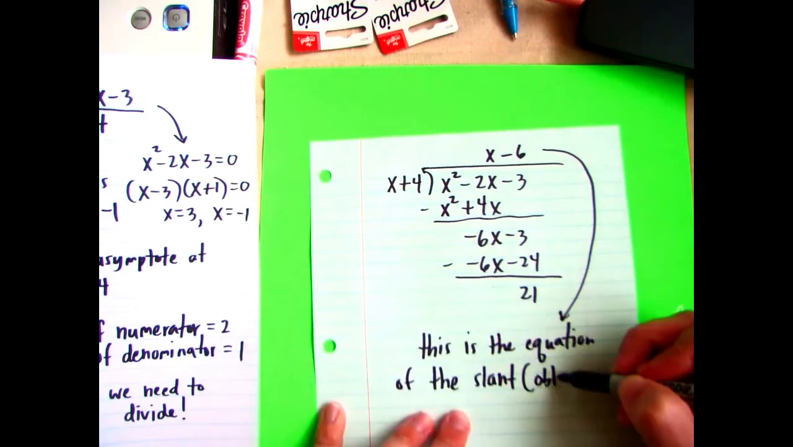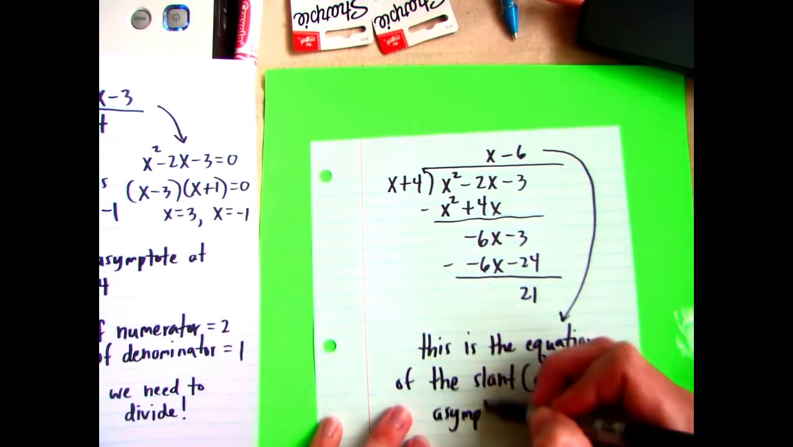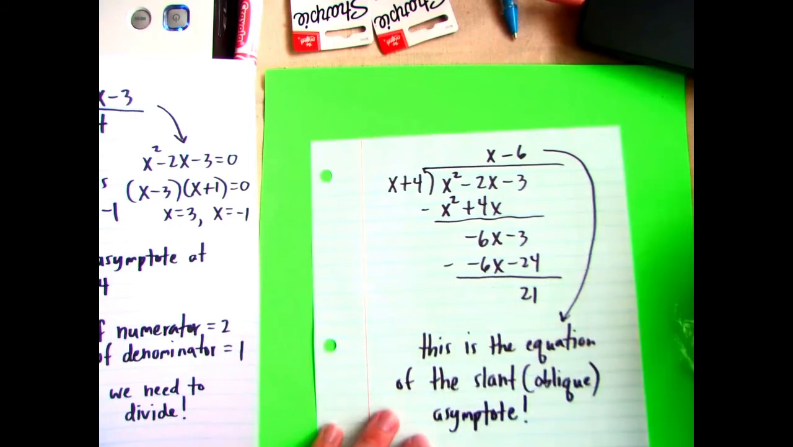Alright, so when we draw that in our graph here in a second, it'll make a little bit more sense when you see it. But just as if you were to draw the line y equals x minus 6, same idea. We're going to draw that line, but it's going to be dotted. It's going to be our asymptote.